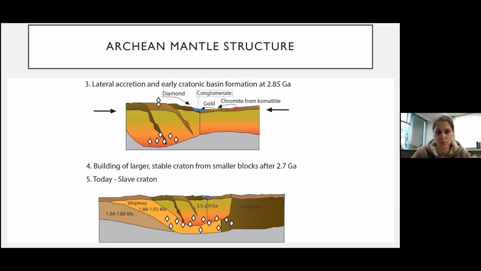And finally, through the building of smaller blocks, we would have formed a larger stable craton after 2.7 billion years ago. And eventually, with additional events later on, for example, the Mesoarchean coming in from the west at about 1.9 billion years ago, we would have formed the Slave craton that we see today.